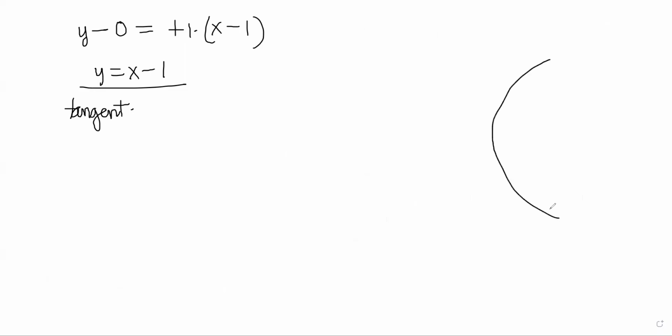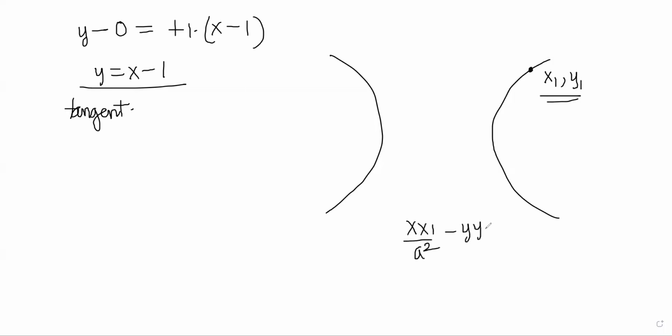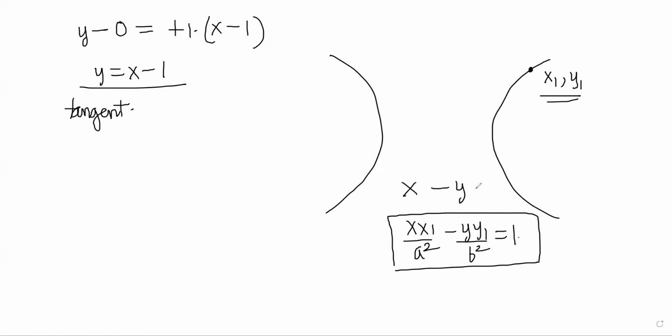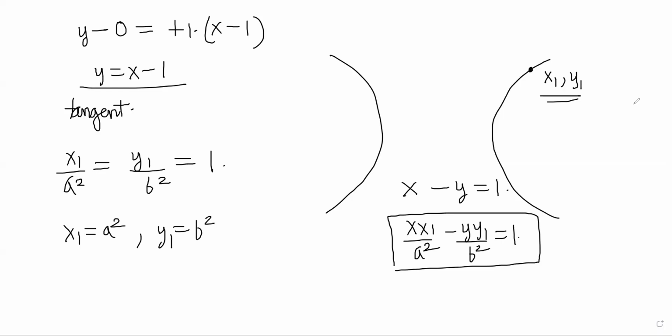Let's say the point was somewhere on this hyperbola, x1, y1. Now, the equation of the tangent at x1, y1 will be x1 by a square minus y1 by b square equals 1. And that equation and this equation are supposed to be the same, x minus y equals 1. Both are supposed to be the same tangent equation. So if you compare coefficients, you will get x1 by a square divided by 1 is equal to y1 by b square is equal to 1. So we get x1 is equal to a square and y1 is equal to b square. So this point is actually the point a square comma b square.